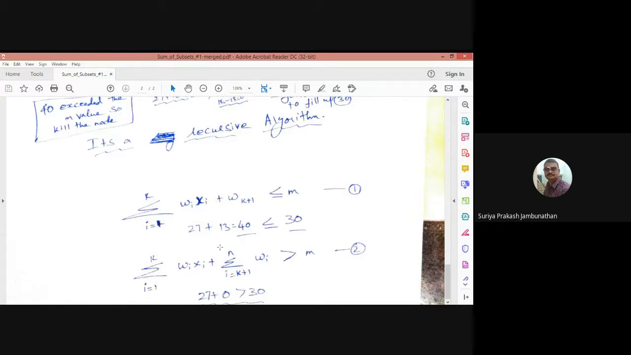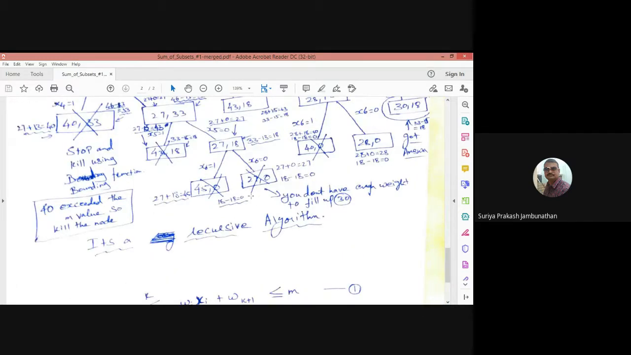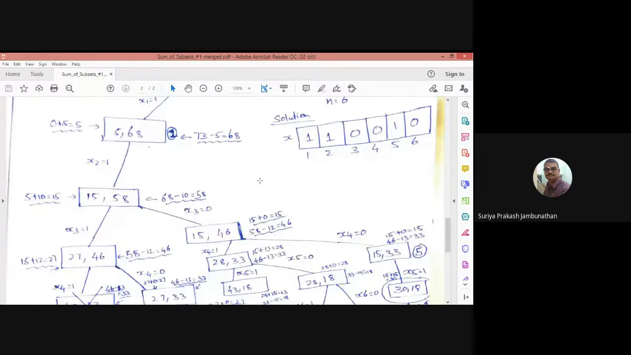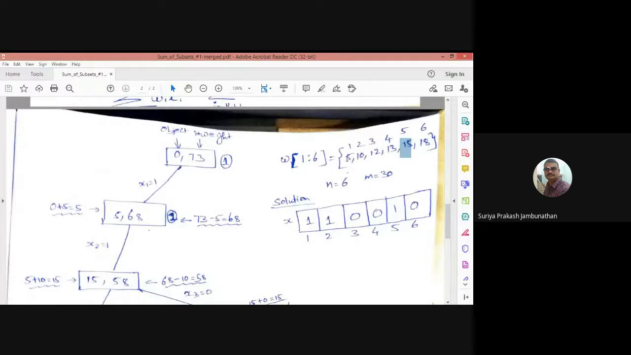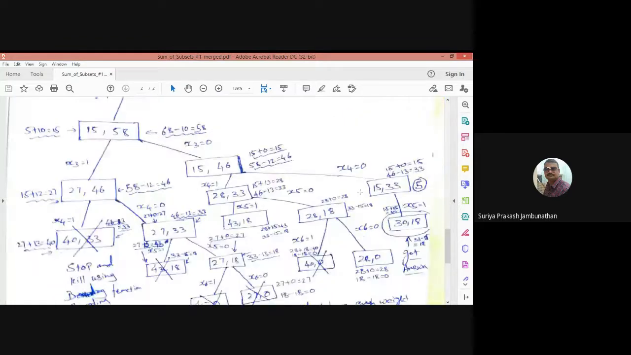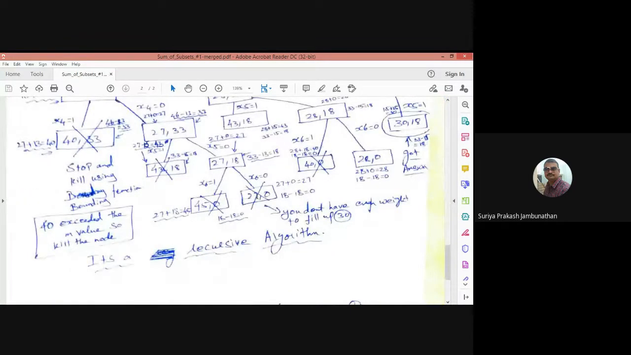We have to check. When this condition occurs, whatever the value we are getting, it should be greater than 30. If it is not greater than 30, we have to cancel this node. The reason is we have to achieve 30, but we reached 27. From 27 we are not able to achieve 30 because three more weights are needed. We are not able to add three more weight because the minimal weight is 5. If we add 5, it will go beyond 30. So we are omitting this particular node.